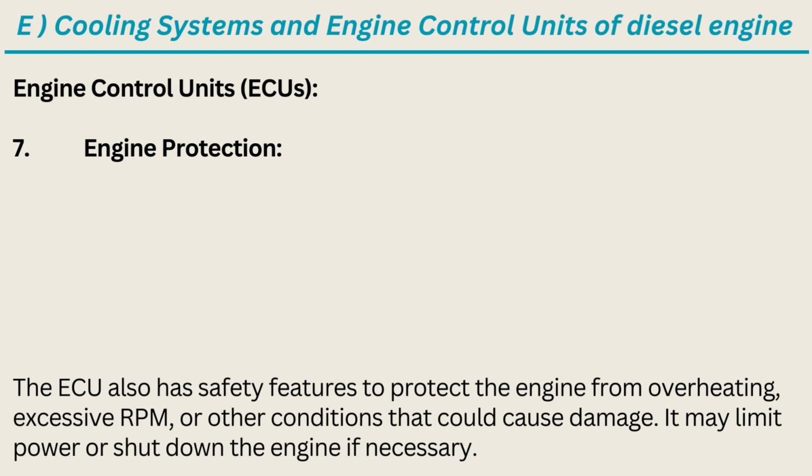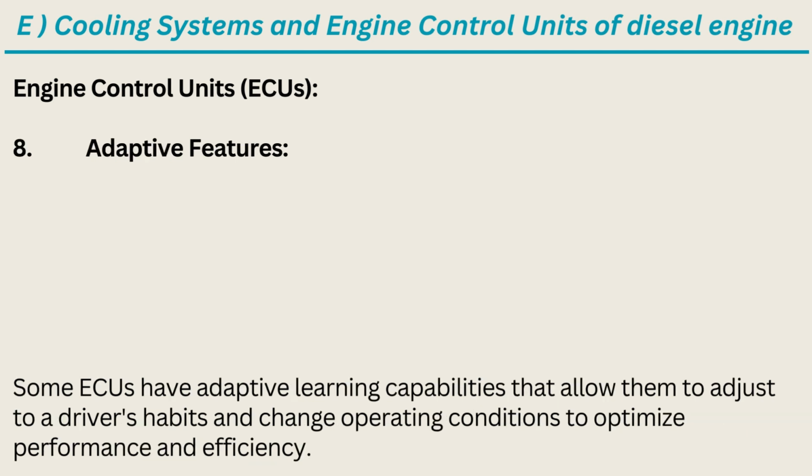7. Engine protection. The ECU also has safety features to protect the engine from overheating, excessive RPM, or other conditions that could cause damage. It may limit power or shut down the engine if necessary. 8. Adaptive features. Some ECUs have adaptive learning capabilities that allow them to adjust to a driver's habits and changing operating conditions to optimize performance and efficiency.